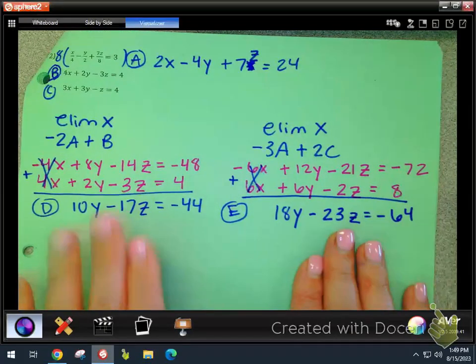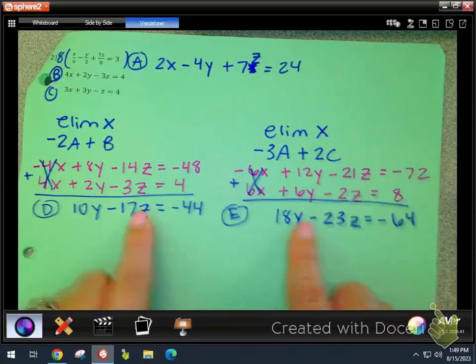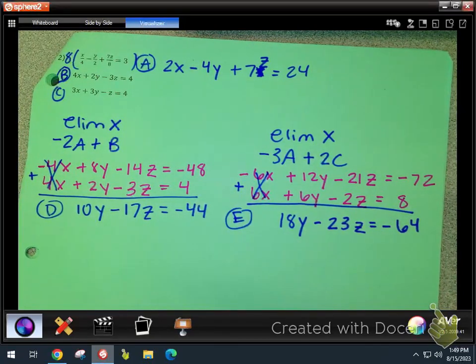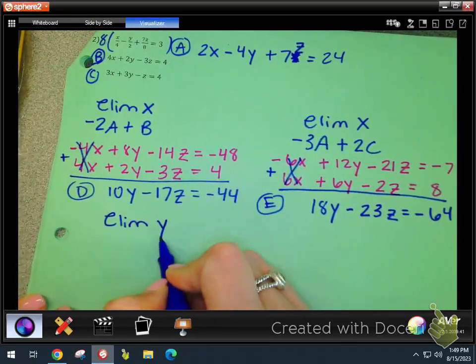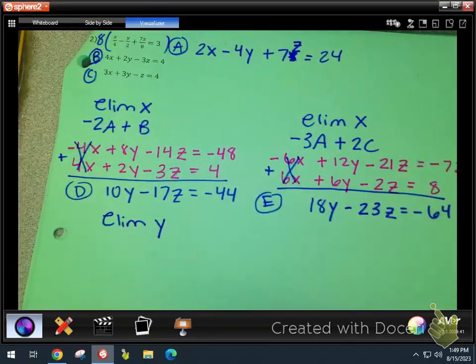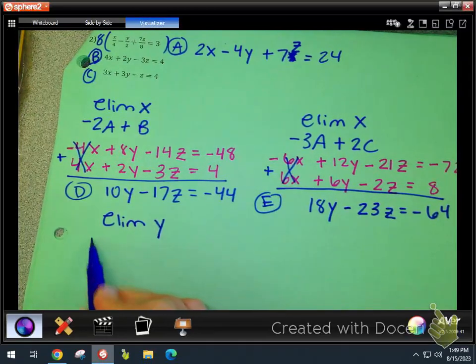So what are we going to do next? Once we get to here, we're going to use these guys, and we need to eliminate within there. So which one looks easier? Y. I think probably the y. But guess what? I'm going to get a calculator, and we're going to do this together, okay? Because this is just kind of crazy. All right. How can we eliminate y? Let's talk about how. What do I need to multiply equation D by?